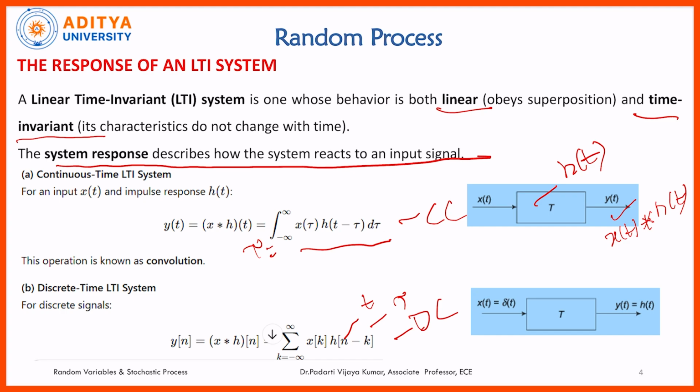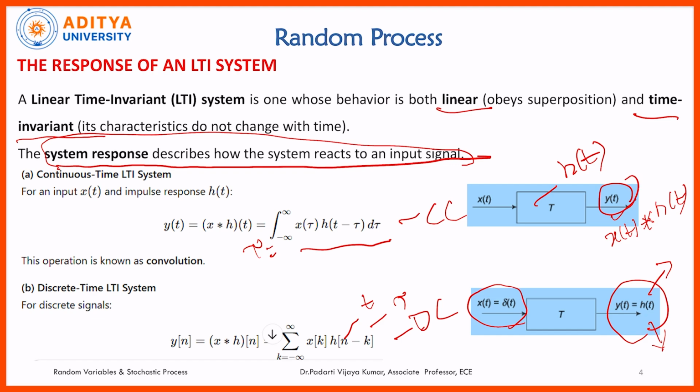Okay, impulse response is nothing but when an impulse signal is applied as an input, the output response is generally termed as impulse response. Impulse response is generally denoted with h of t. So, here the basic idea is how do you compute the system response? The system response is the convolution of the input signal and impulse response.